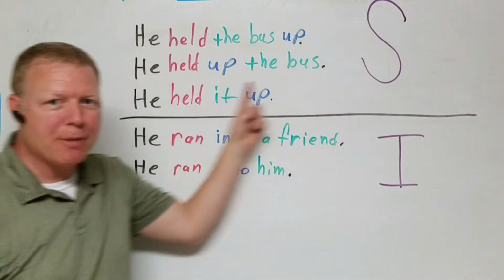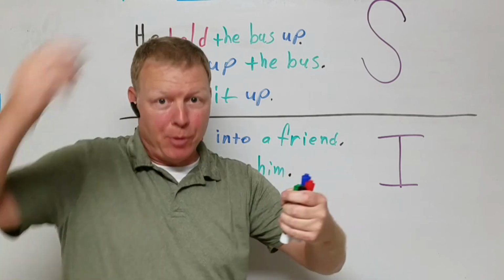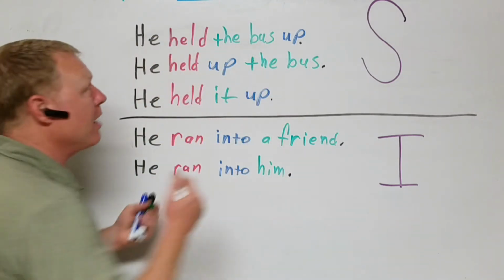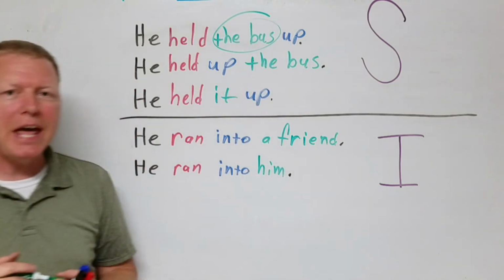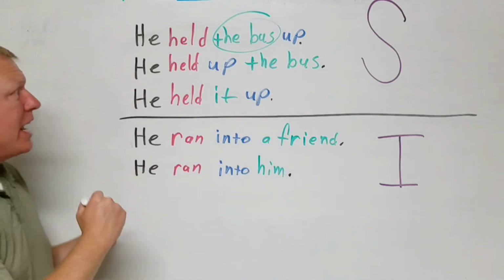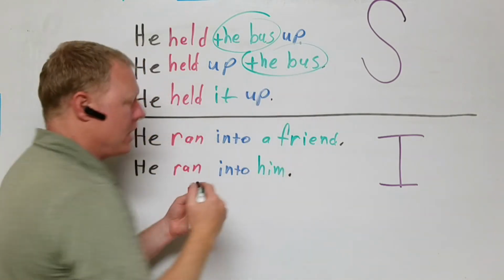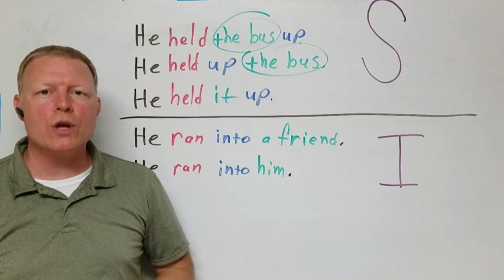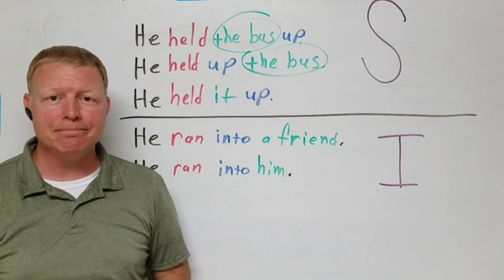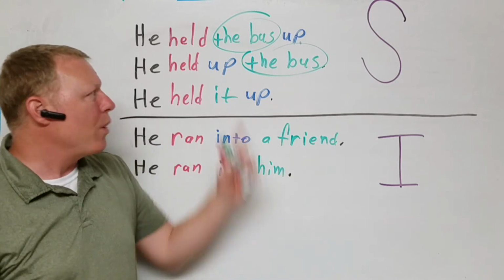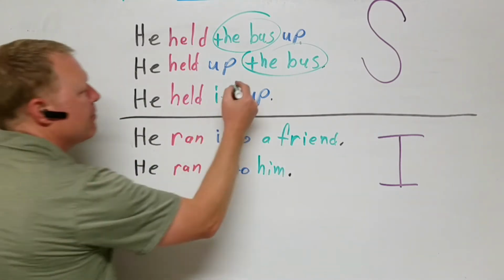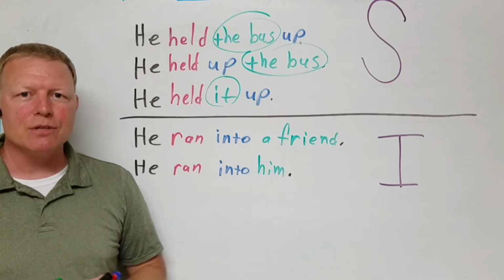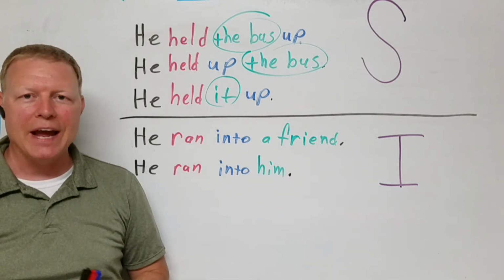First, let's talk about the separable phrasal verbs. We can pull them apart and put things in the middle. He held the bus up. Here we see the object right in the middle. No problem. He held the bus up. Also, we could say he held up the bus, and therefore your phrasal verb is all together. No problem. Both are okay. He held up the bus. He held the bus up. Sure, no problem. However, when the bus becomes it, it must be in the middle. He held it up. Cannot say he held up it. Just can't. Sorry. No way.